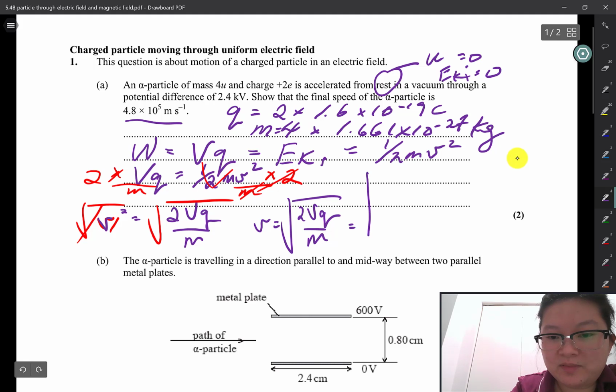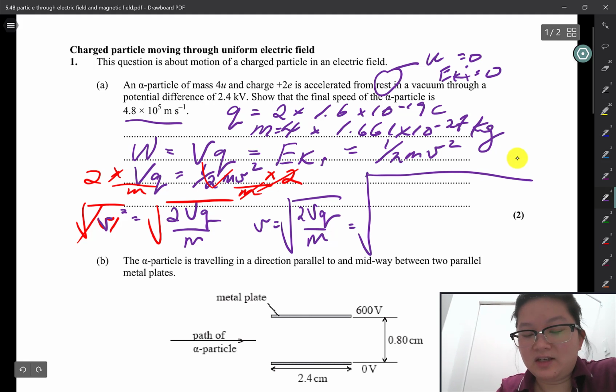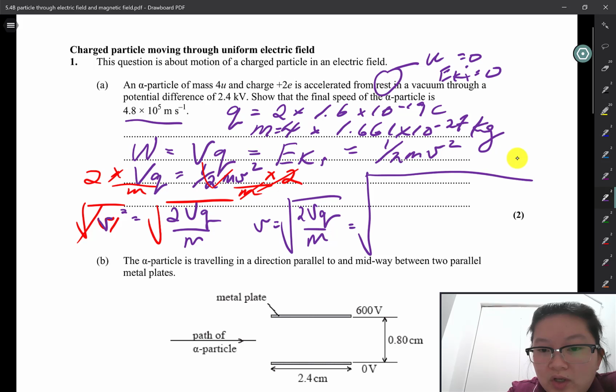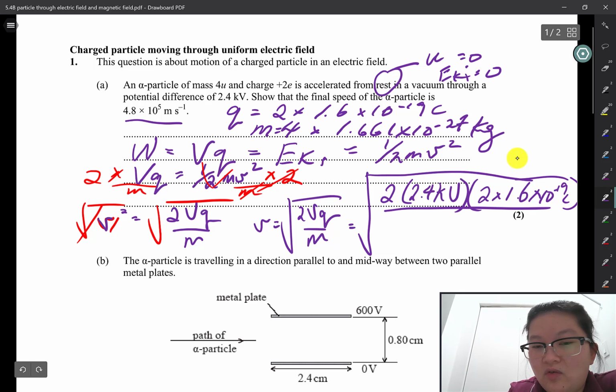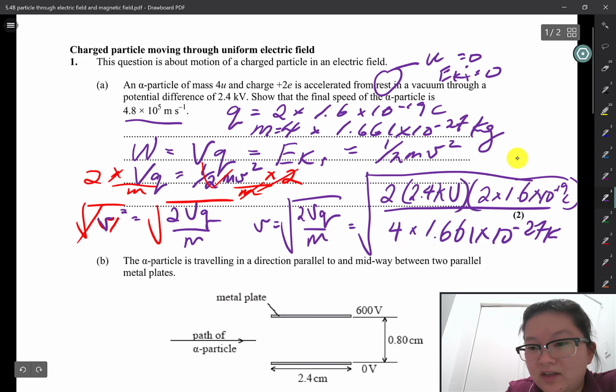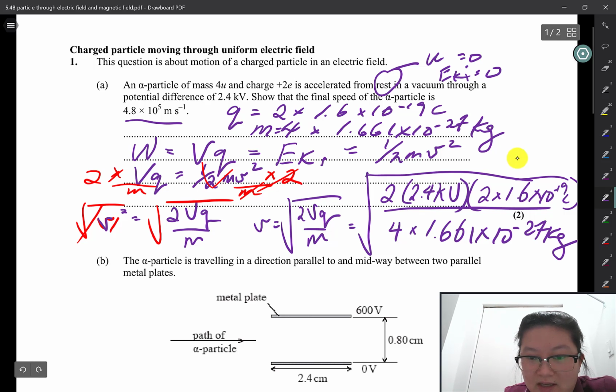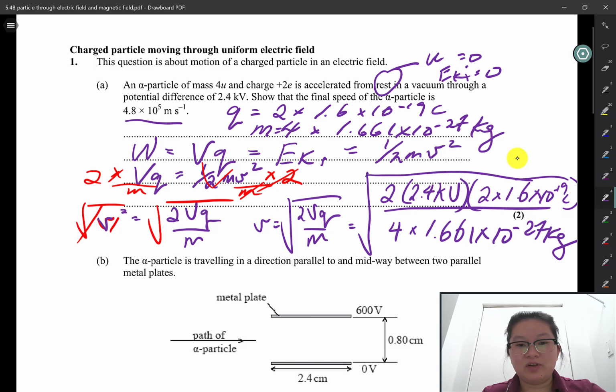And so let's substitute everything inside. We're going to get 2 times the potential difference, this is 2.4 kilovolts. And the charge is going to be, don't forget, that's 2 times our elementary charge, 1.6 times 10 to the power negative 19 coulombs, and over the mass, which is 4 times 1.661 times 10 to the power of negative 27 kilograms. Okay, so then we have that. Let's put it in our calculator.